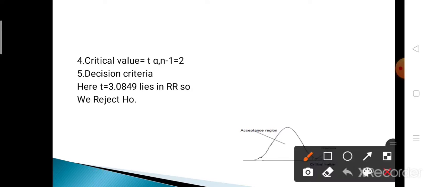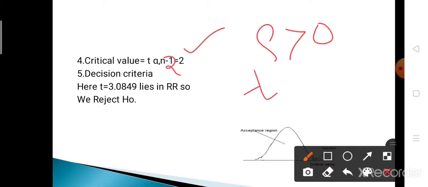Now the last step is table value and decision criteria. Here the table value given in the example is 2. The given test, rho greater than 0, is a one-sided right test. So the degrees of freedom is n minus 2, and we look up the value for alpha only, because the test is one-sided right. The table value given in the example is 2.